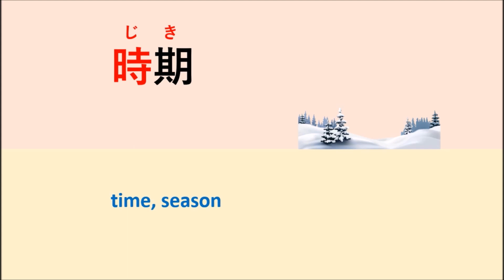Or you can say the period between summer and winter. Summer is natsu, and winter is fuyu. So you can say Natsu to Fuyu no aida no jiki. It means the point or the season between summer and winter.